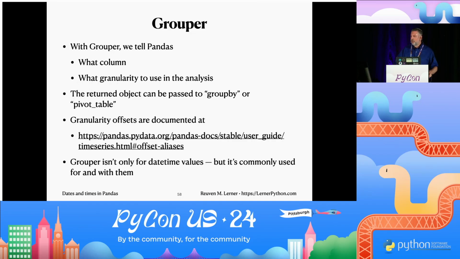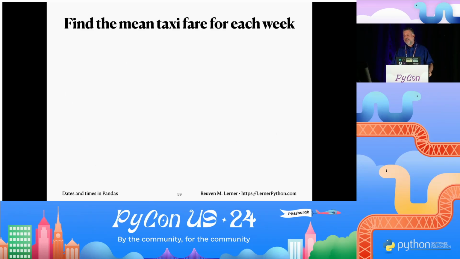So what are we going to do with grouper? Oh, by the way, grouper is not only for datetime values, but that's a very, very common use for it because it works so well with them. So let's go back now, and let's say I want to find the mean taxi fare for each week. For each week, meaning the first week, the second week, the third week, the fourth week, how much did people spend on average?